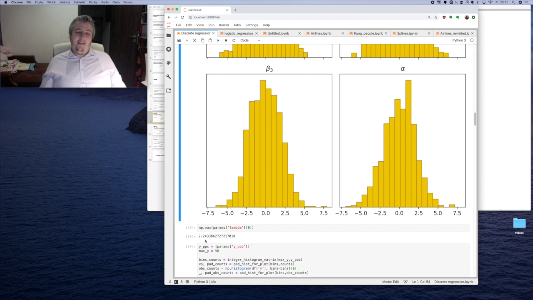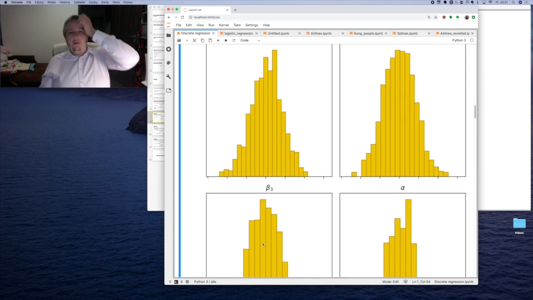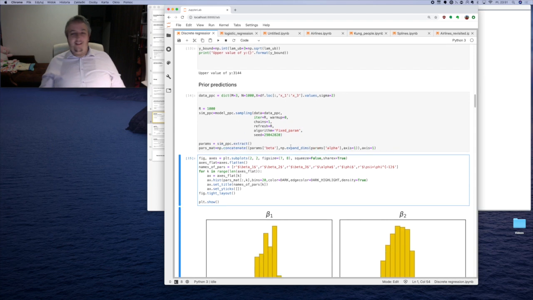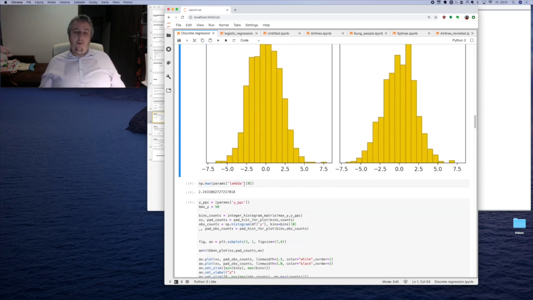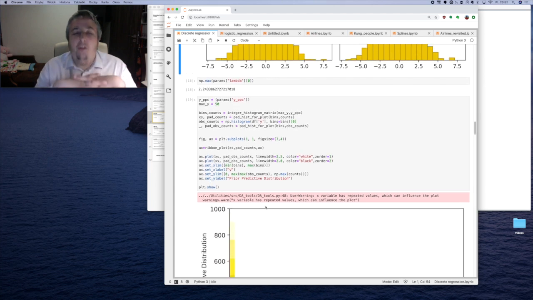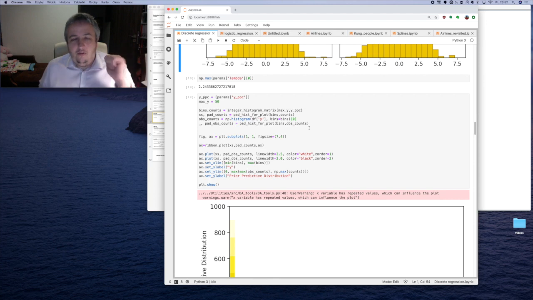From sampling, our maximum lambda is 2.25 or something. So our worst case of combinations of predictors has not occurred. We were at most at 2. Computing our outputs, we can now analyze the histograms, and we will have sampled the values of prior predictions. We've computed the integer histogram matrix, and we've padded it in order for plotting.